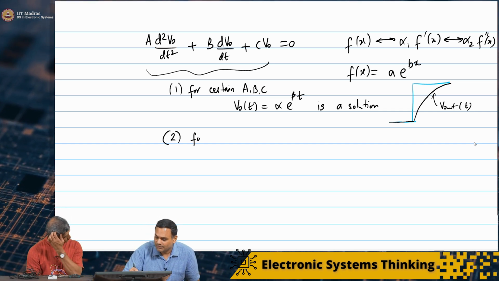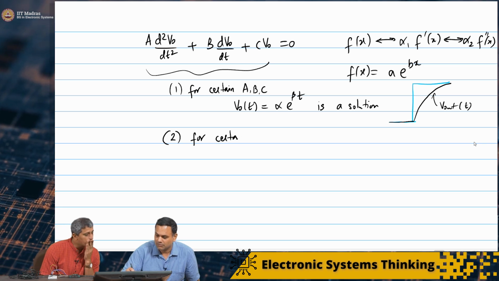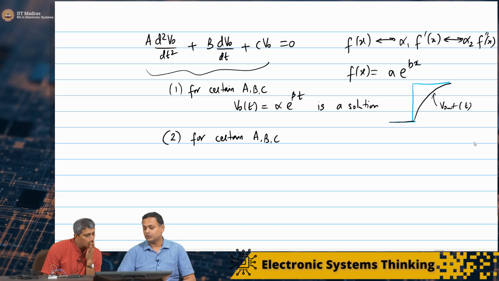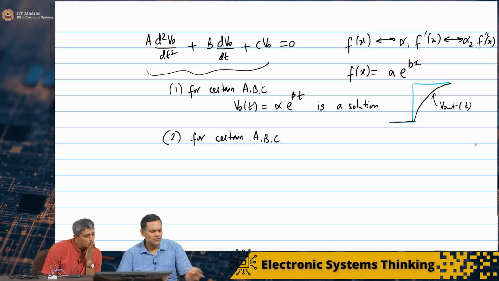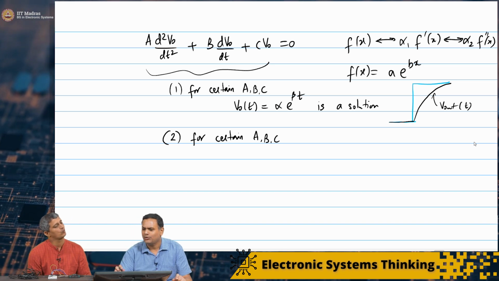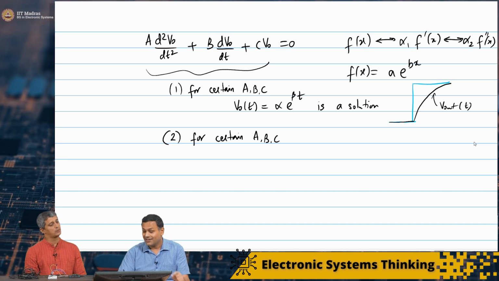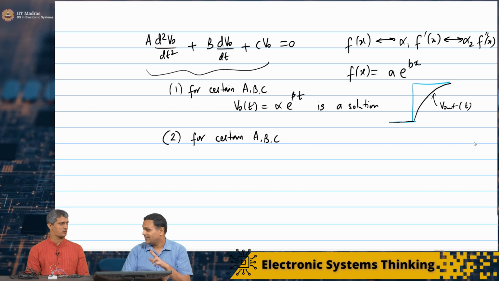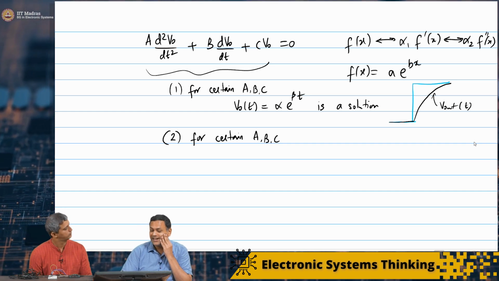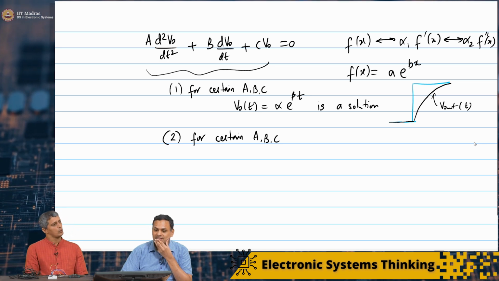So again, we need to look for a different solution. Now let us go back to this equation again. What we want is to look for a function f of x such that the first derivative is a scaled version and the second derivative is also a scaled version. Do we know of any?